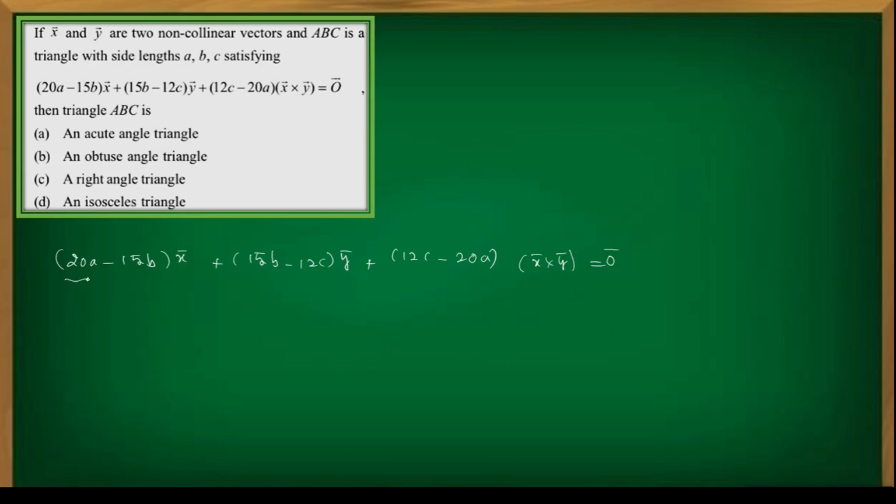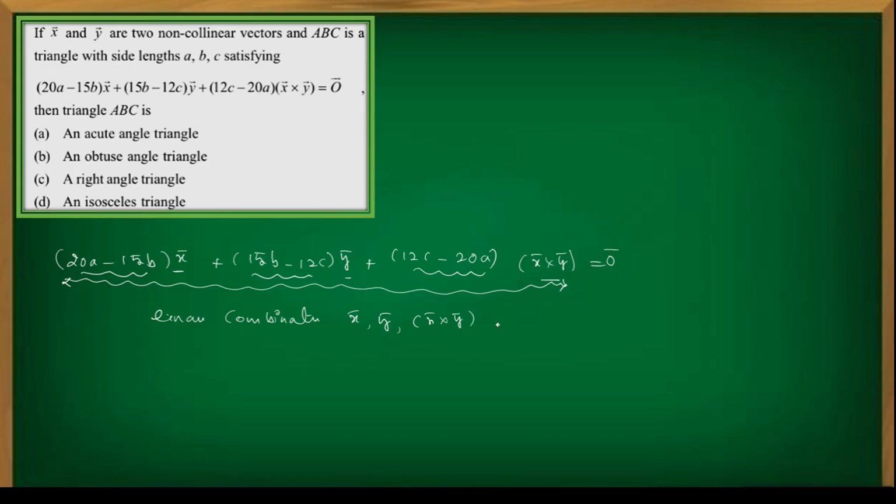Can you identify what this is? This is a scalar, this is a vector, this is a scalar, this is a vector, this is a scalar, this is a vector. So it is a linear combination of three vectors, namely x bar, y bar and x bar cross y bar, resulting in 0 bar. What is the meaning of this? A linear combination of three vectors results in 0 bar.